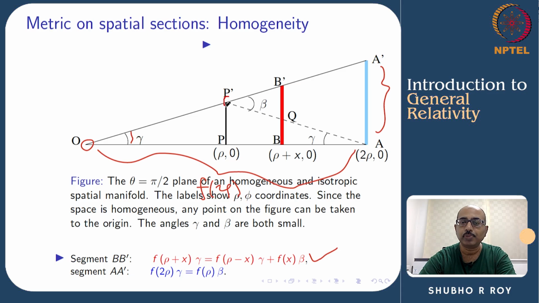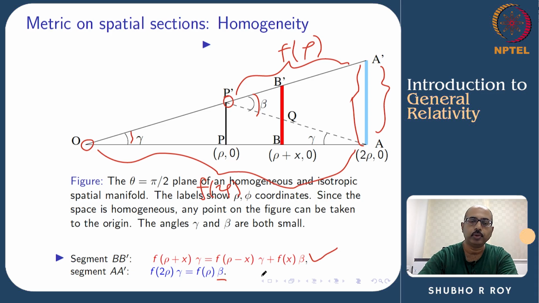Similarly, you can regard P prime as the origin, and then A prime, the segment, can be thought of as taking this radius, which is, so I'm regarding rho as rho equal to 0 now, so twice of rho will be just rho, f of rho times sine of beta, or just beta, because beta is small. So for the blue segment A prime, I get this equation: f of twice rho times gamma equals f of rho times beta.